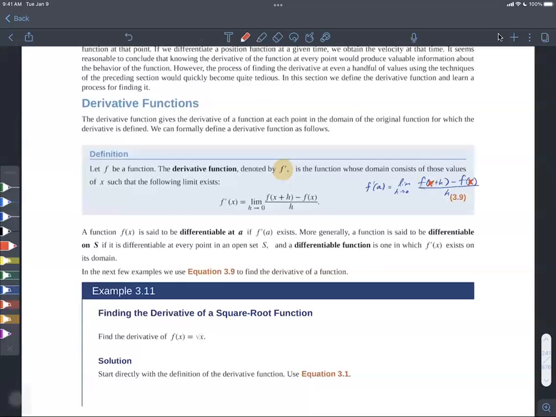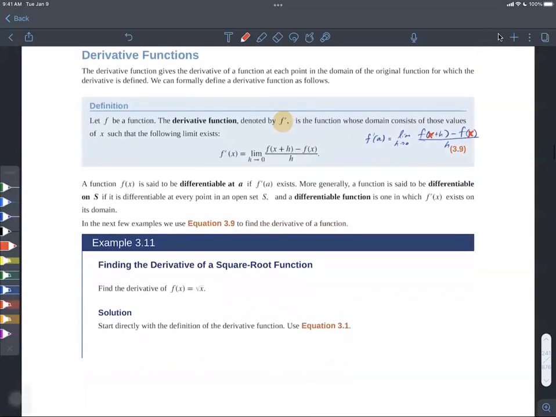Now a function f of x is said to be differentiable at a if f prime of a exists. More generally, a function is said to be differentiable on S if it is differentiable at every point in an open set S. And a differentiable function is one in which f prime of x exists on its domain. Okay, so just a couple more definitions.